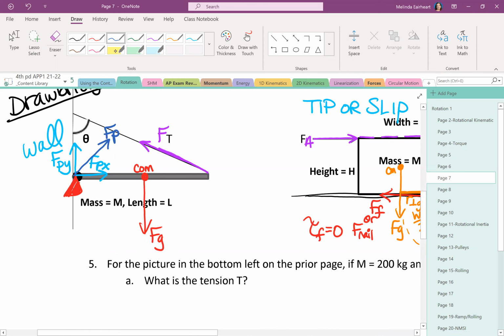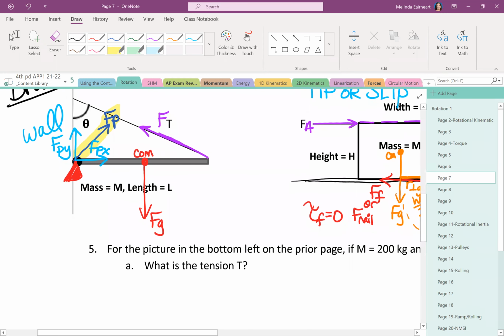Okay? And so on the AP exam, you would draw just that one. Good deal? And so there's three forces: tension, gravity, pivot. And so how many are going to do torque? Well, the pivot goes through the pivot, right? The hinge. And so how much lever arm is the pivot point going to have? 0. How much torque? 0.